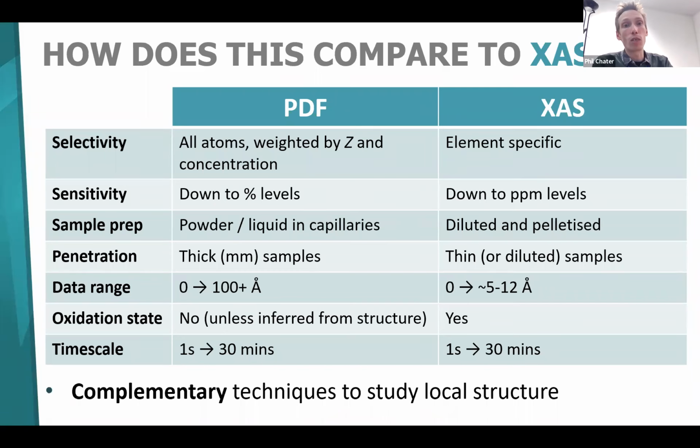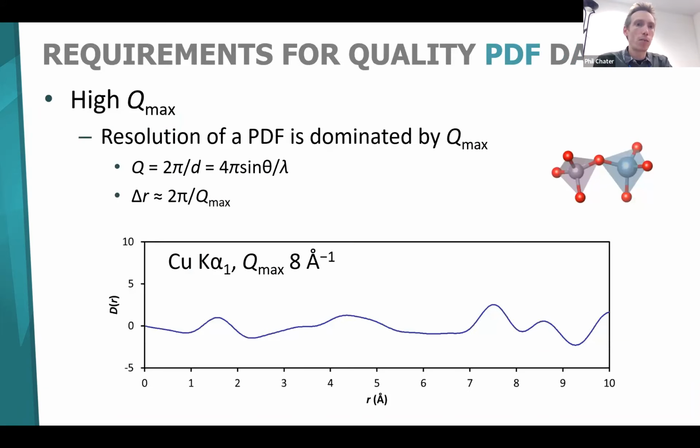And really the ability to use both of these data sets together is where the real power is to get true local structure information. So that's a brief introduction to how PDF relates to XAS. And I'm going to move on to how we get the best quality PDF data. And what it comes down to is actually very much the same as with XAS.